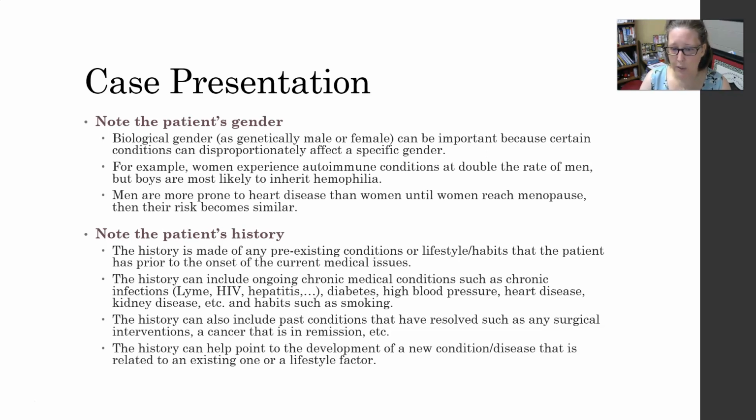The history can also include past conditions that have resolved, such as any surgical interventions, a cancer that's in remission, etc. And so the history can help you point to the development of a new condition or disease that is related to an existing one or a lifestyle factor. Sometimes background is just background, but a lot of times it's not there by accident, and it's listed because it's relevant to the case.